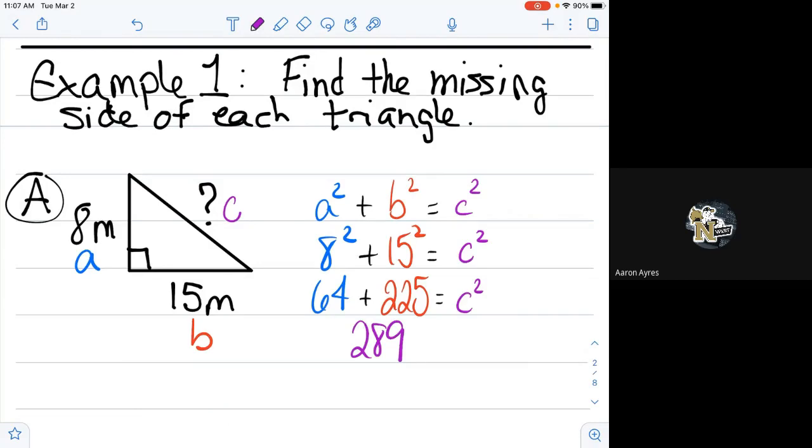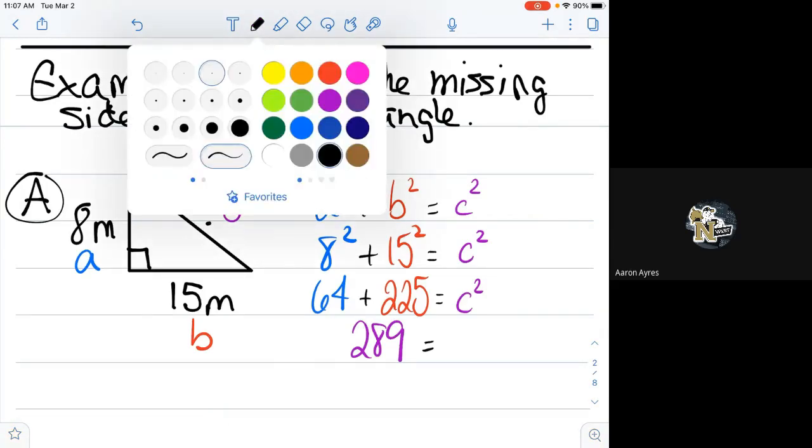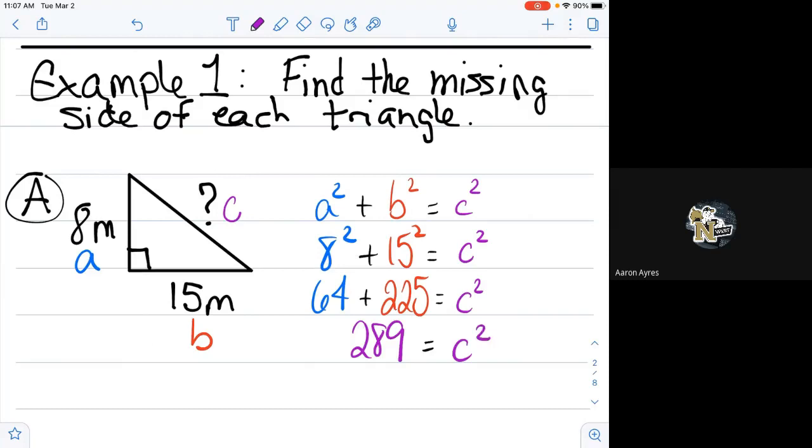All right. And now, so here's where we are. Are we okay with this so far? So you don't have to square 289? No, because you already squared the numbers before you added them together. Okay, all right, good question.